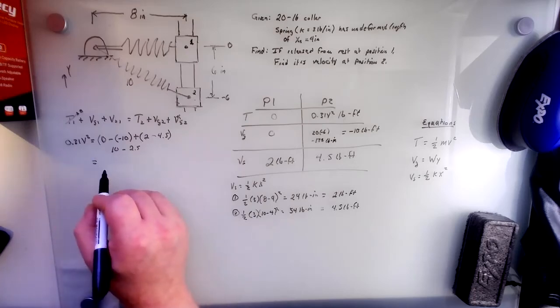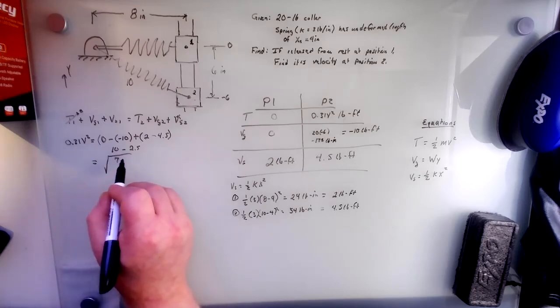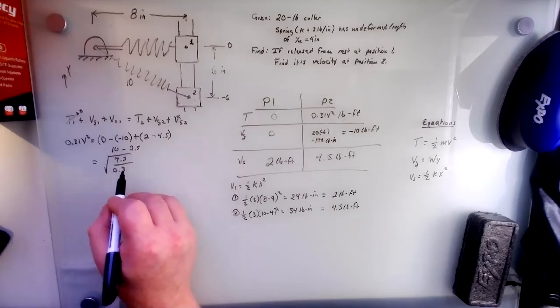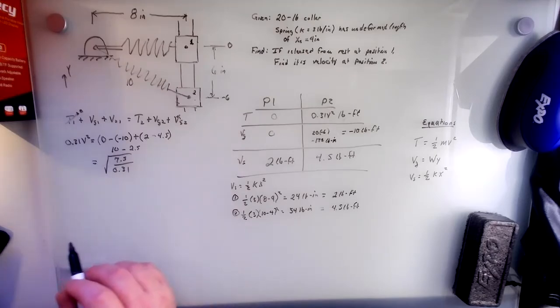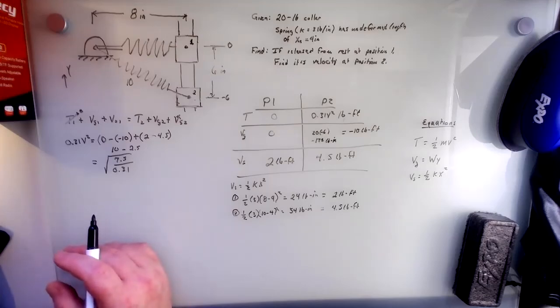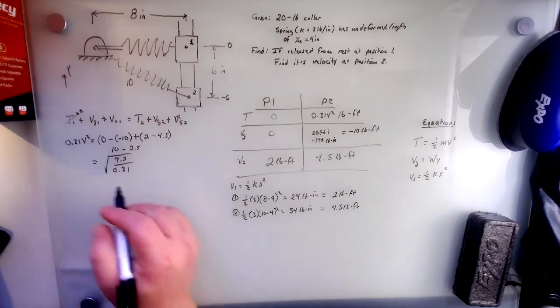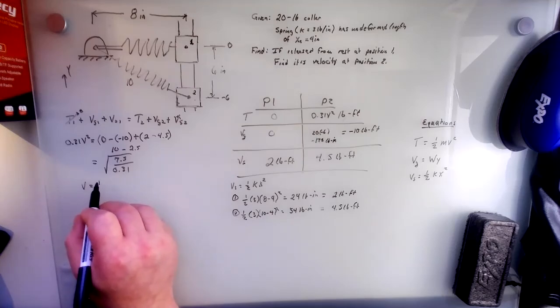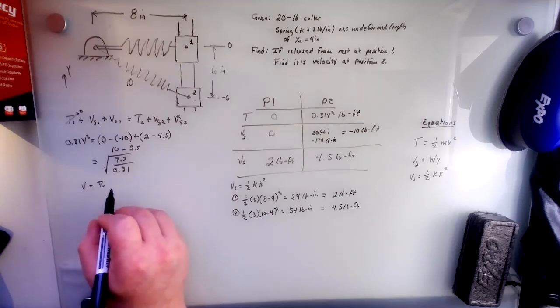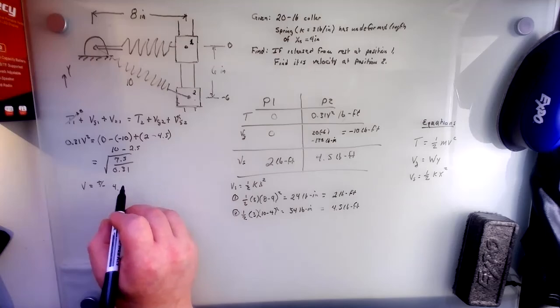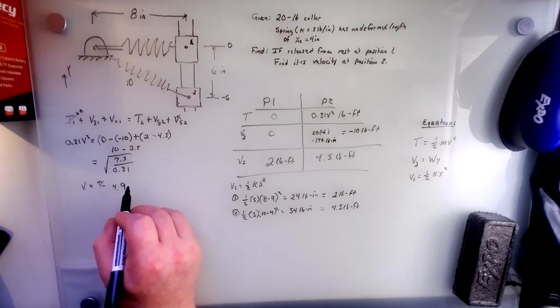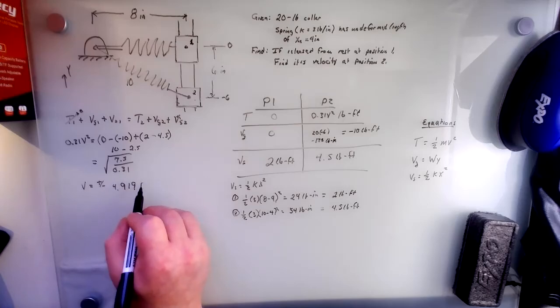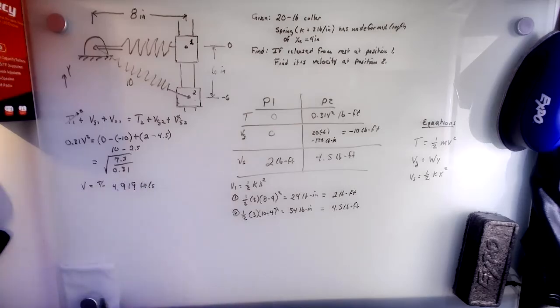And we're going to take the square root. 7.5 divided by 0.31. Is that right? Okay, and when we take the square root, we get that V is equal to, I guess we'd say, plus or minus 4.919 feet per second.